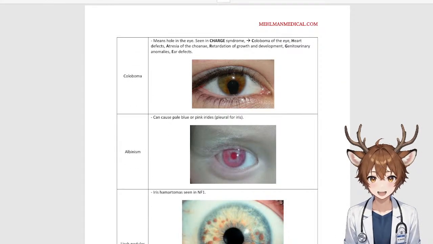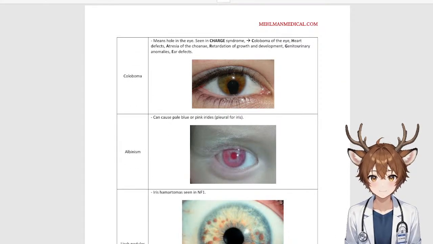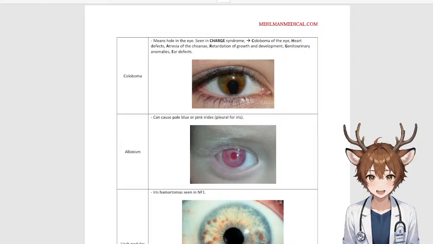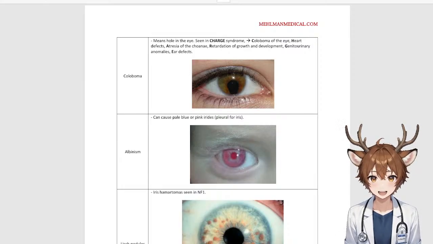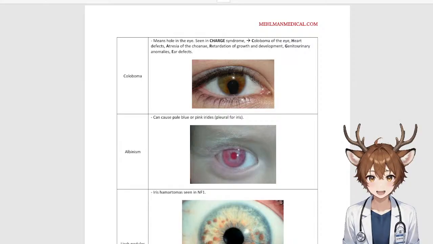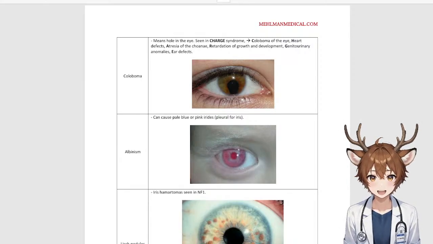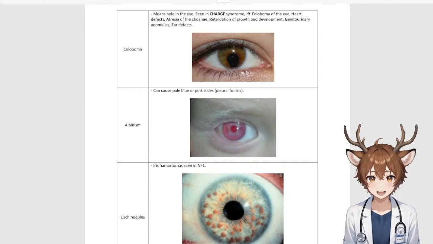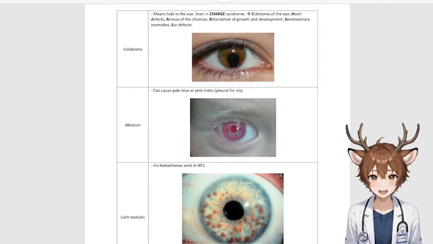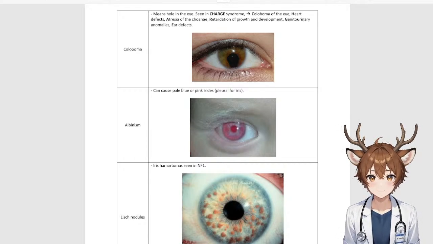What about coloboma? Coloboma means hole of the eye, seen in CHARGE syndrome: coloboma of the eye, heart defects, atresia of the choanae, retardation of growth and development, genitourinary anomalies, ear defects. Coloboma is pretty characteristic. I always remember what a coloboma is. It's very strange looking, isn't it?